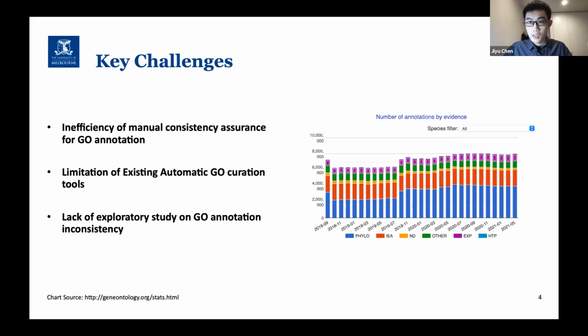Unfortunately, it is quite challenging to assure GO annotation consistency. Firstly, reliable manual assurance is inefficient. At present, there are almost 8 million annotations across almost 5,000 species recorded across different databases, but less than 2% are manually curated. It is infeasible for manual curation to keep up with the daily updating studies.